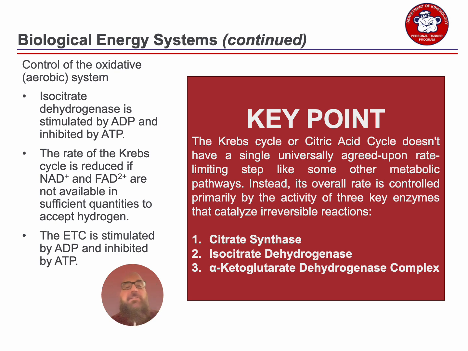The key point here is that the Krebs cycle, or citric acid cycle, that's the same thing, doesn't necessarily have a single universally agreed upon rate limiting step like some of the other metabolic pathways. Instead, its overall rate is controlled primarily by the activity of three key enzymes that catalyze irreversible reactions: citrate synthase, isocitrate dehydrogenase, and alpha-ketoglutarate dehydrogenase complex.